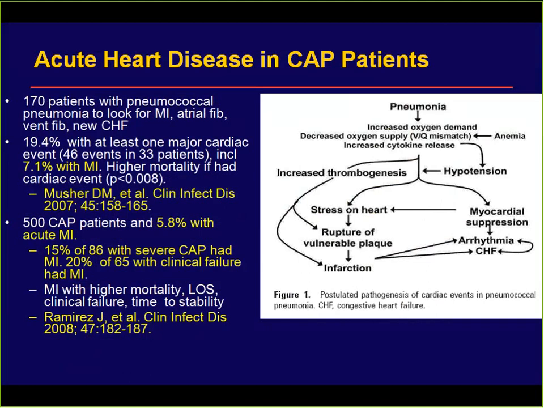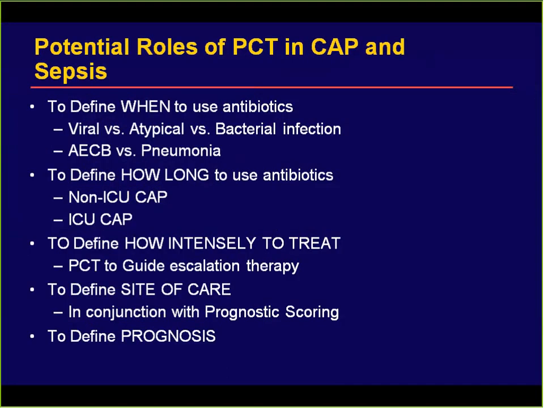which is a really interesting observation because of studies like this, that now people are recognizing that pneumonia may be a precipitating event for acute myocardial infarction and other cardiac events. And the pathogenetic sequence is that patients who have pneumonia have increased oxygen demand, thrombogenesis, hypotension. All of this can lead to myocardial suppression, rupture of vulnerable plaque, and lead to arrhythmias and infarction. And in the two studies listed here, community-acquired pneumonia was complicated by myocardial infarction in about 6 to 7% of patients. So biomarkers may also be giving us clues as to some of the long-term consequences of infection.